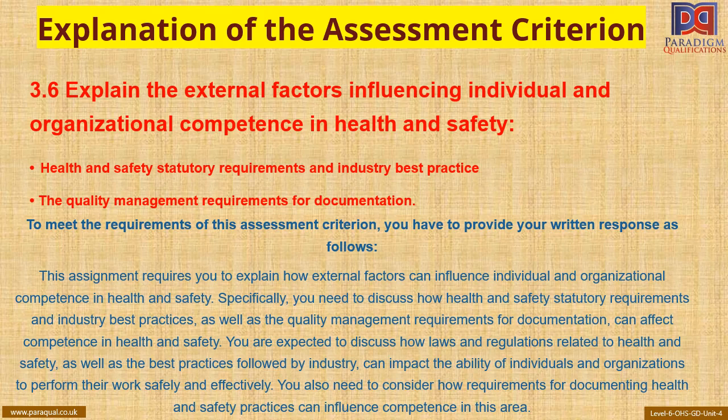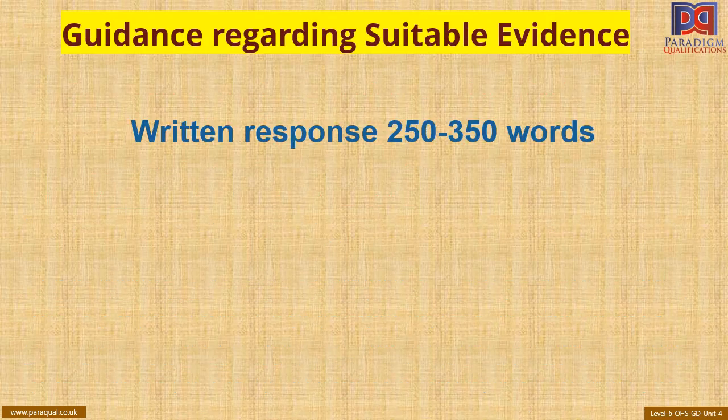You are expected to discuss how laws and regulations related to health and safety, as well as the best practices followed by industries, can impact the ability of individuals and organizations to perform their work safely and effectively. You also need to consider how requirements for documenting health and safety practices can influence competence in this area. Your written response must be between 250 to 350 words.